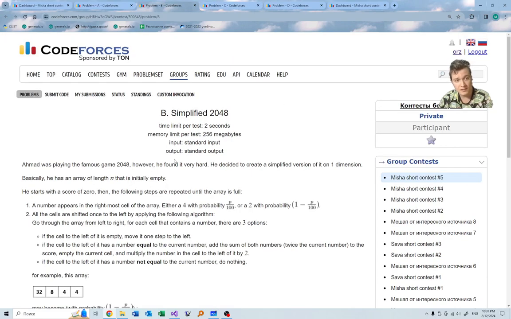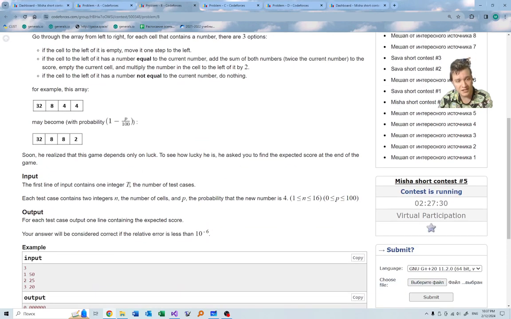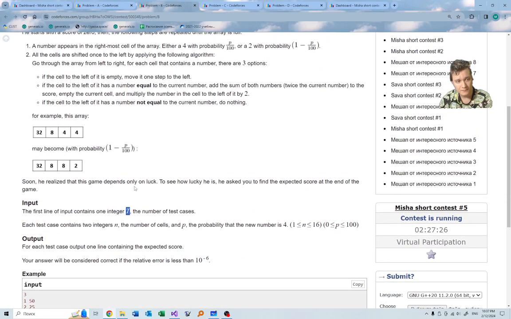So it seems like we need to solve problem B and pray that T is not a big number. Okay, let's hope that I can spend something like 2 to the power 16 time. Let's hope that I can do it. Fine. Let's assume that I can do it.